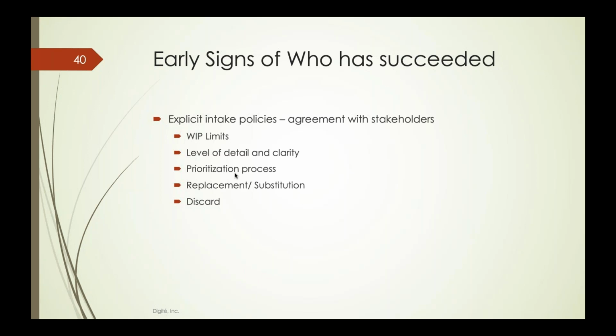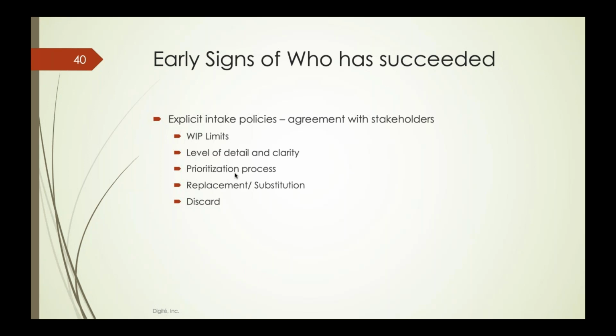It could be as simple as what level of detail and clarity they need in terms of the work they do. So if you're a software team, it might be agreement with your product owners and product management teams that you need a certain level of detail in terms of the stories or the requirements that you're capturing in order to be able to effectively work on them. It could be the prioritization process.